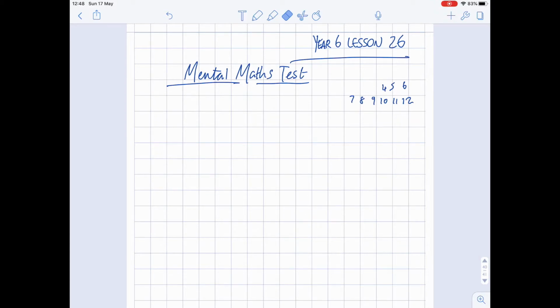Question 4. What is the product of 60 and 5? Question 5. Round 13.48 to the nearest whole number. Round 13.48 to the nearest whole number.